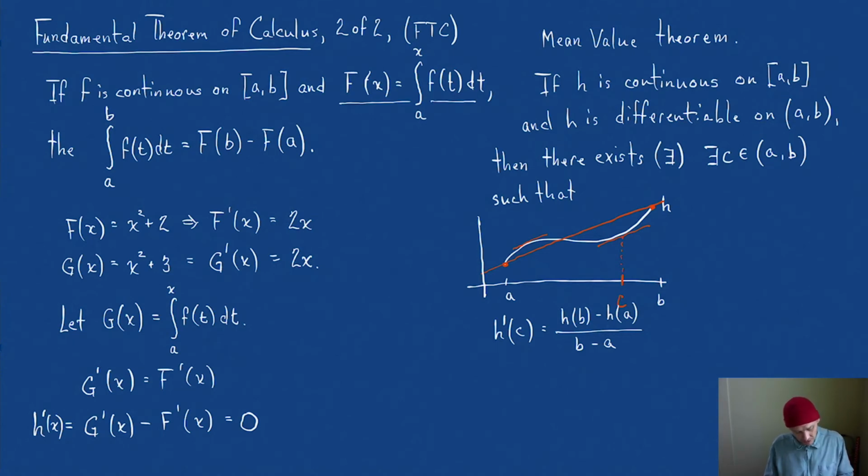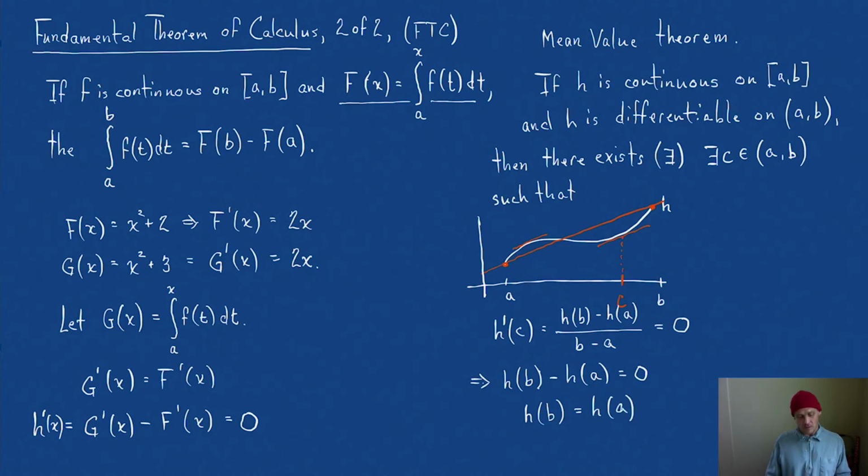But now look at what else we know. We know that h prime of C is equal to 0. Well, in order for this to be equal to 0, that means that the numerator has to be 0. So this implies that h of B minus h of A has to be 0. Well, that implies that h of B has to equal h of A. Whoa! Well, what does that mean? That means we need a new screen to finish out what we're working on.